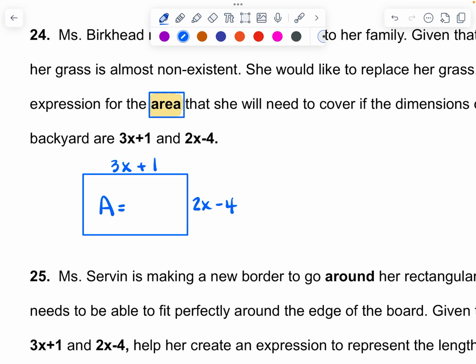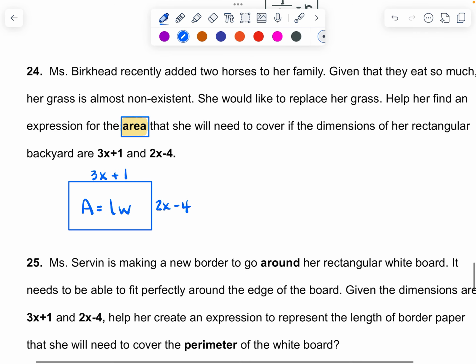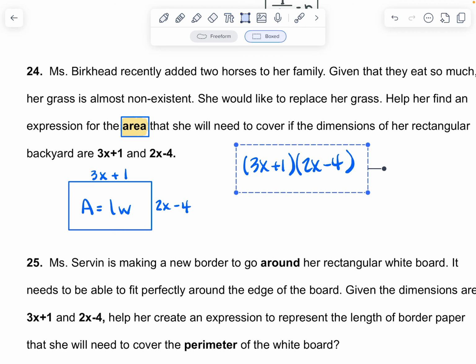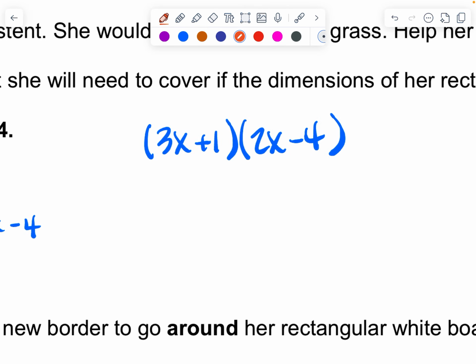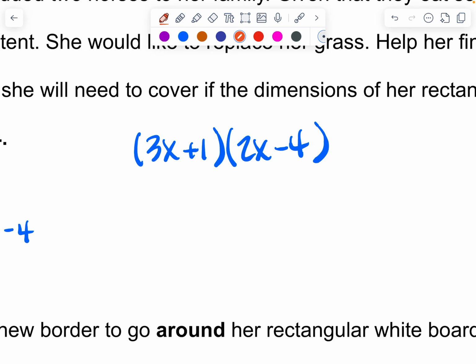And this is an area problem, and we all know that to find the area of a rectangle is length times width. So all they're asking you to do is take the 3x plus 1 dimension and multiply it by the 2x minus 4 dimension and give the simplified expression for that, right? And so basically we're right back to the other problems where this is clearly a multiplication problem, right? Length times width. But it's a binomial times a binomial.